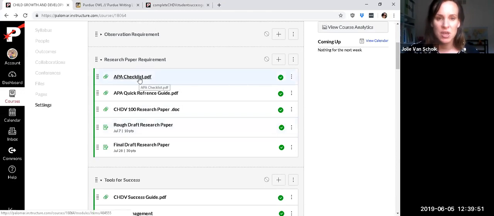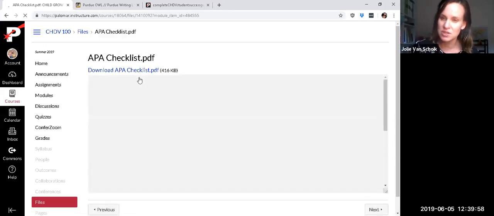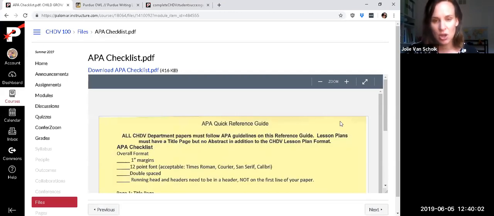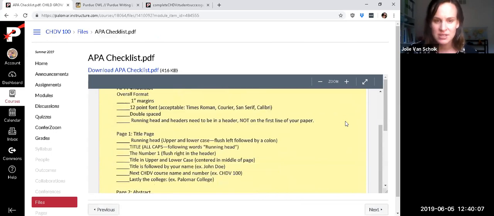What we have for you is a couple of quick guides to help you with APA. So if you need a refresher, this is great. If you are just learning APA for the first time, this is also a great place to go as well. So this is a quick reference guide. It talks about margins and fonts and double space.